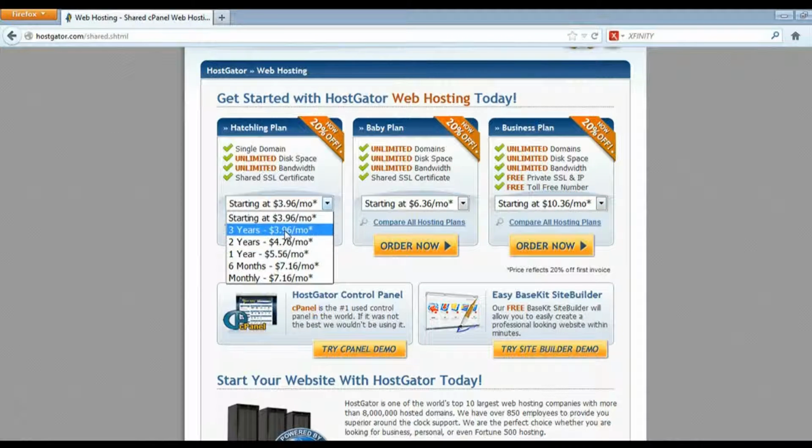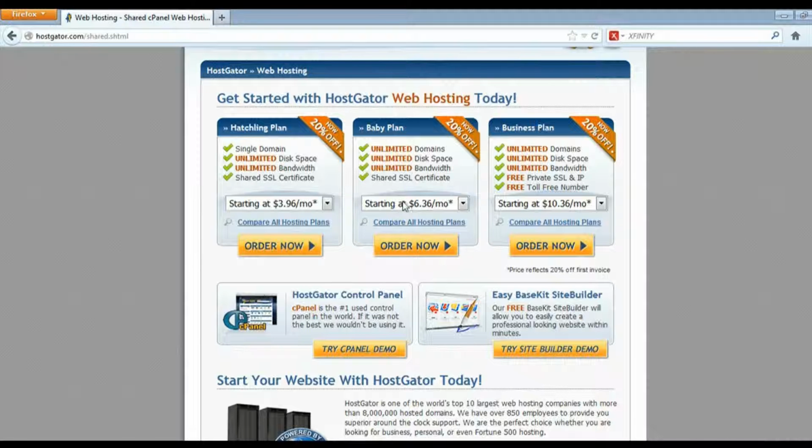So you get a better price break if you buy them in bulk. Especially if you're starting out, you're on a budget, I recommend people just go with the monthly option because, quite frankly, there's really nothing bad about having it just bill your card every month. That way your startup costs are as low as possible. The Hatchling plan gives you unlimited disk space, unlimited bandwidth, and the single domain.